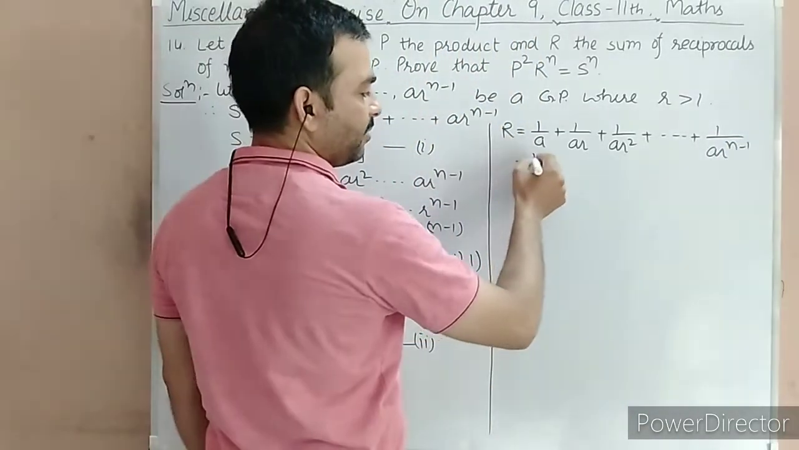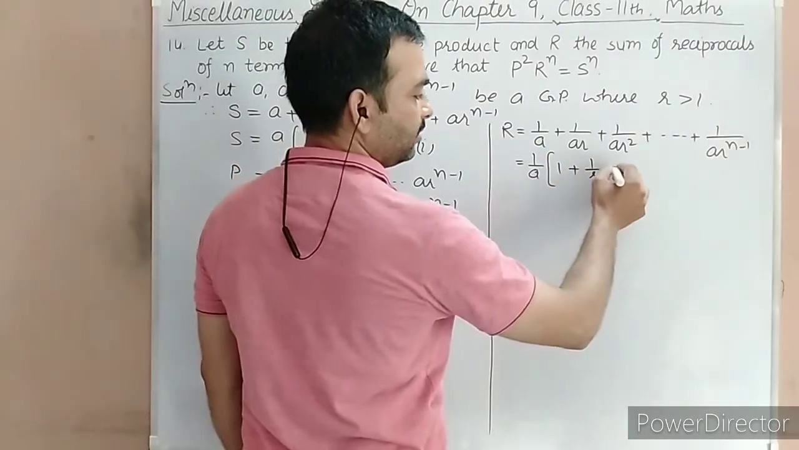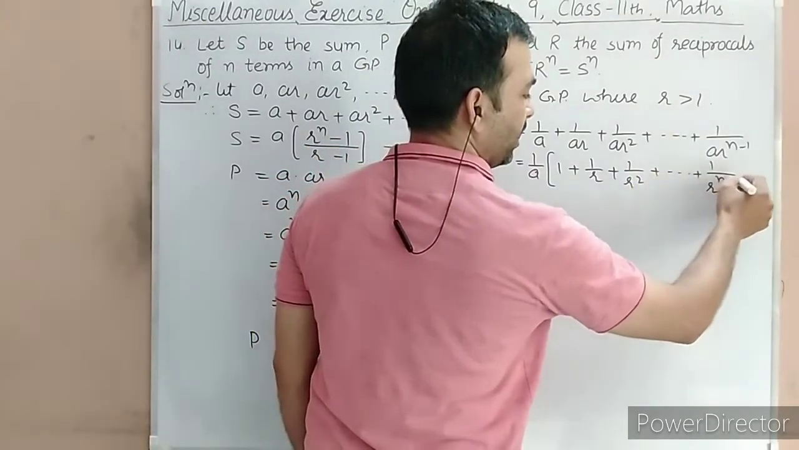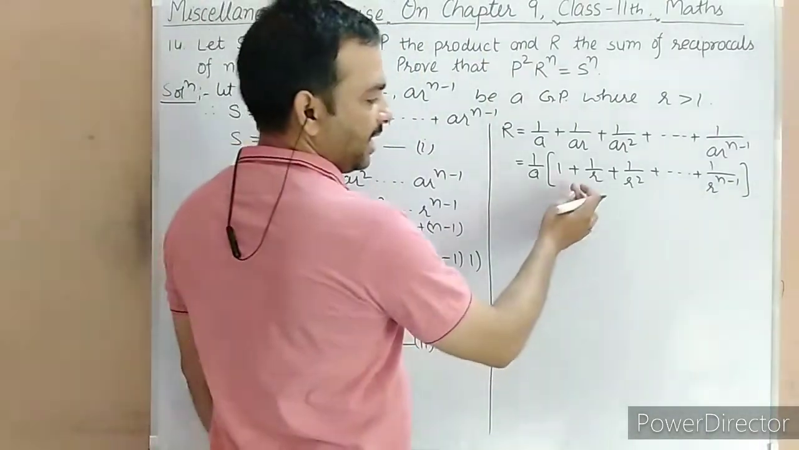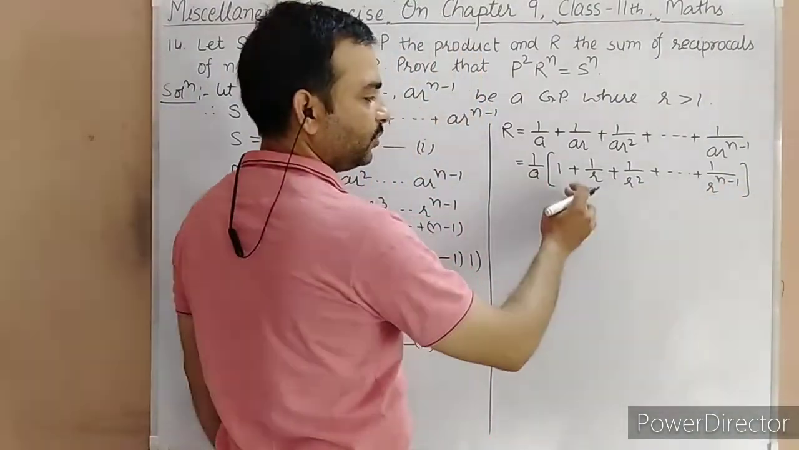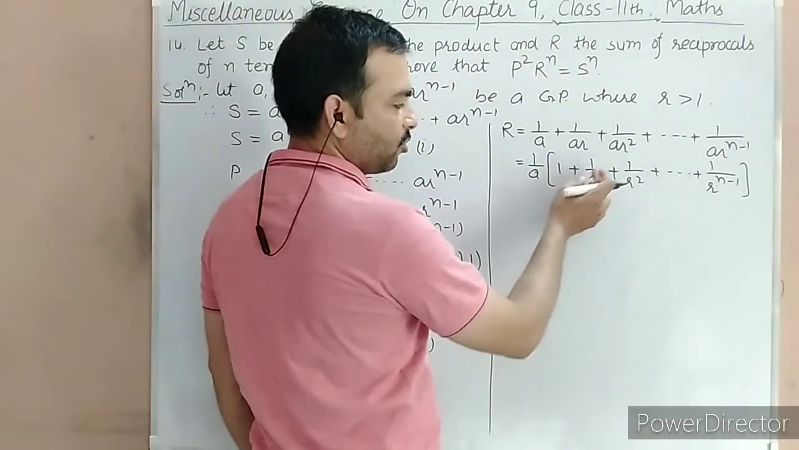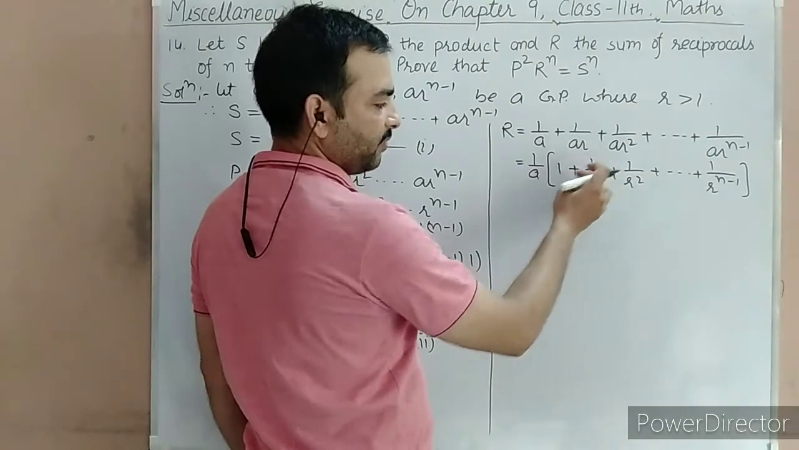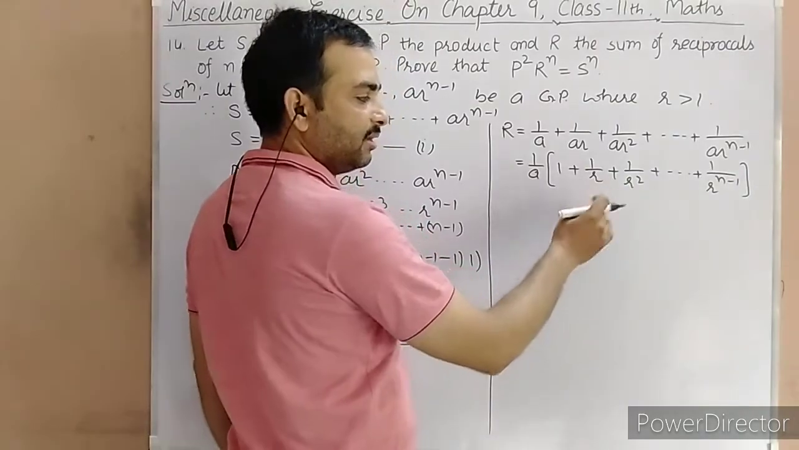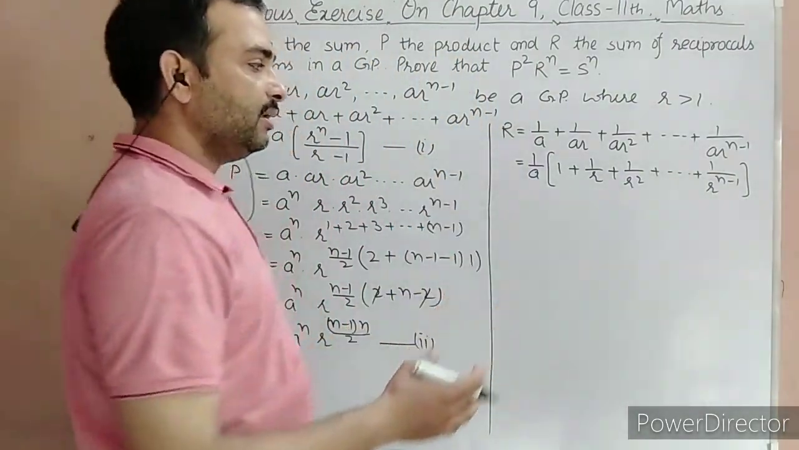I can take 1 by A common. So we get here 1 plus 1 by R plus 1 by R square plus up to and so on plus 1 by R power n minus 1. So there are n terms from 1 to 1 upon R power n minus 1. And the common ratio, you can see that the common ratio is 1 by R, since if I divide 1 by R by 1, I get 1 by R. Again 1 by R square divided by 1 by R, we get 1 by R. So these terms form a GP having n terms.